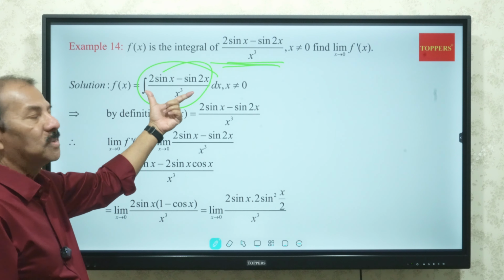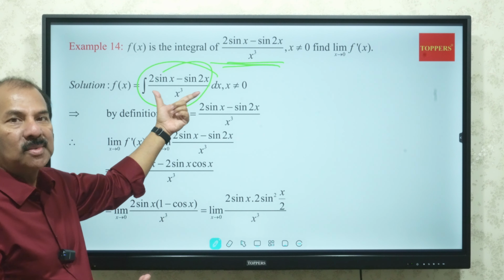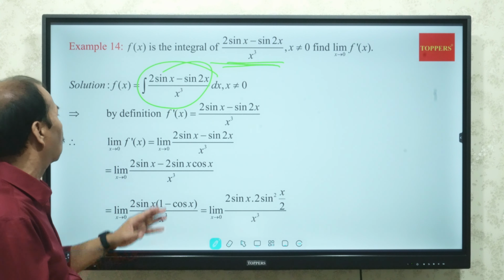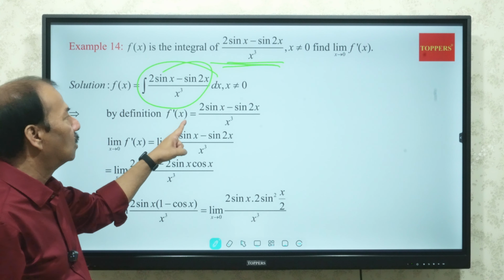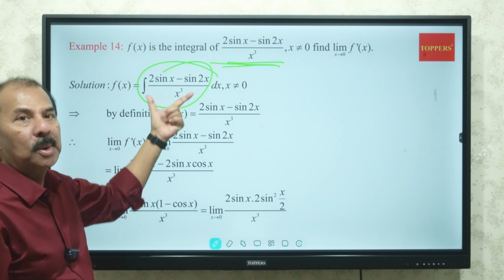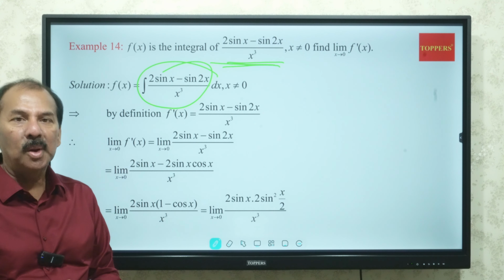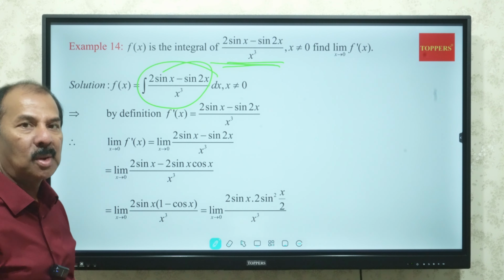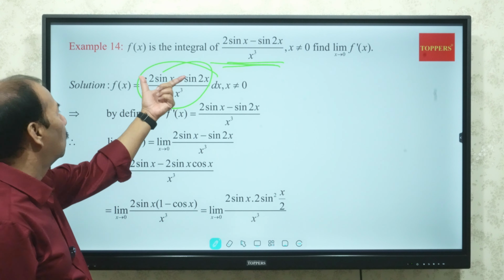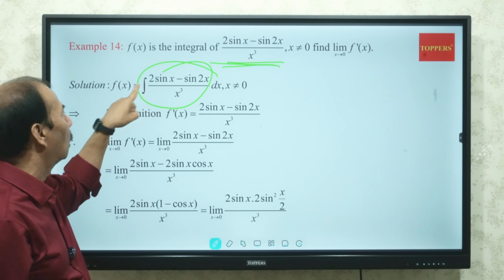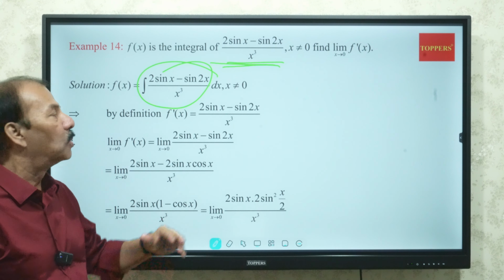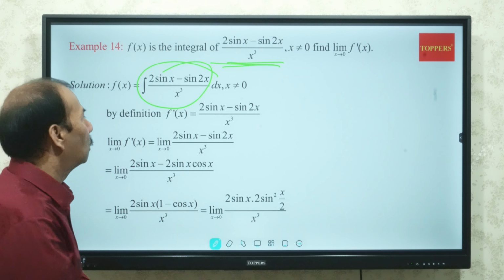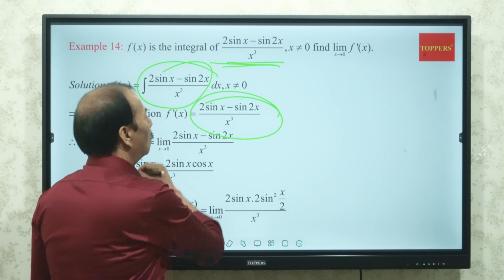Now we have to first find the differentiation. This means f dash x. So by definition, f dash x will be equal to what? Because differentiation is the inverse process of integration, or otherwise integration is the inverse process of differentiation. So if this f of x is integration of this, then f dash x will be what? Differentiation of this, and that will remain the same as this one. So this is your f dash x.